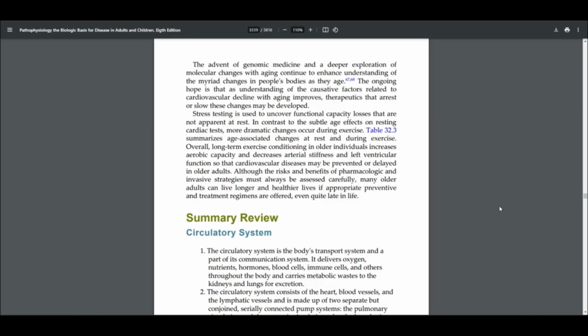long-term exercise conditioning in older individuals increases aerobic capacity and decreases arterial stiffness and left ventricular stiffness, so that cardiovascular diseases may be prevented or delayed in older adults. Although the risks and benefits of pharmacologic and invasive strategies must always be assessed carefully, many older adults can live longer and healthier lives if appropriate preventative and treatment regimens are offered, even quite late in life.